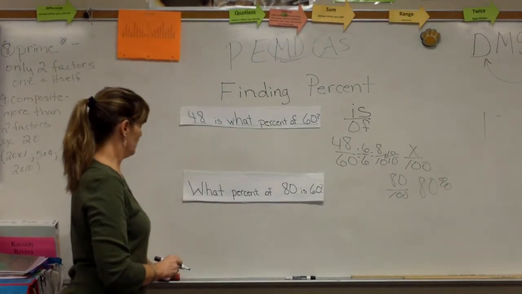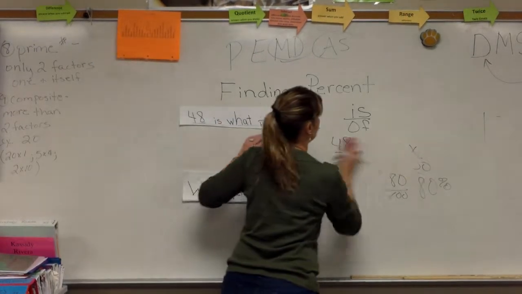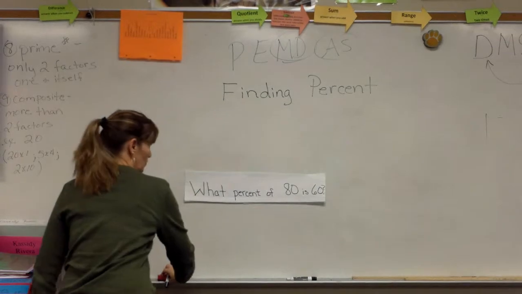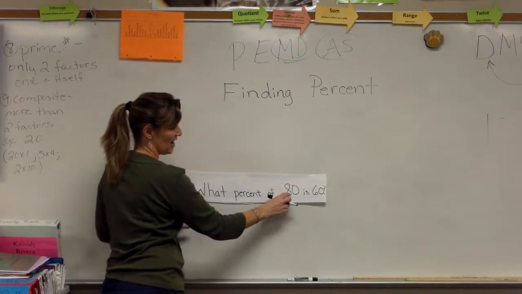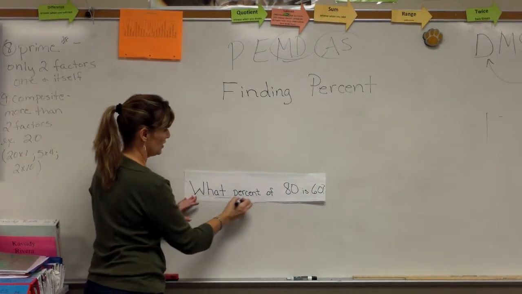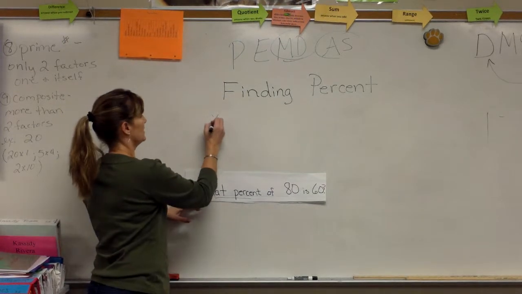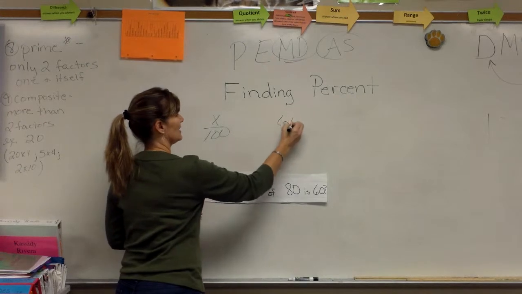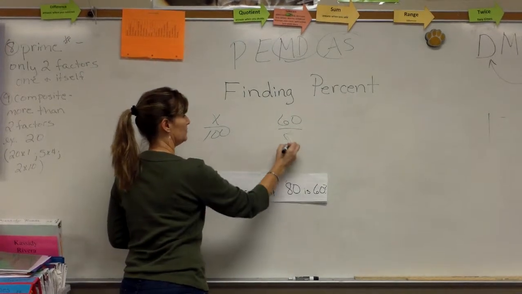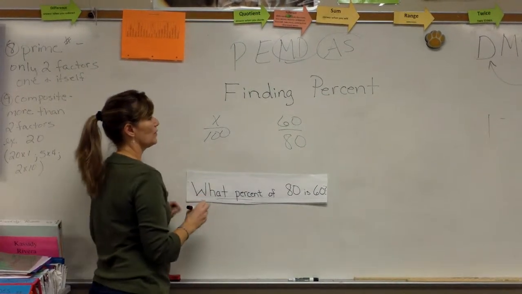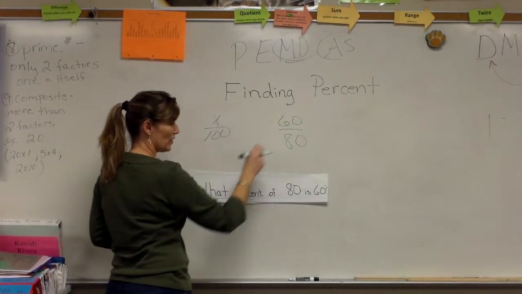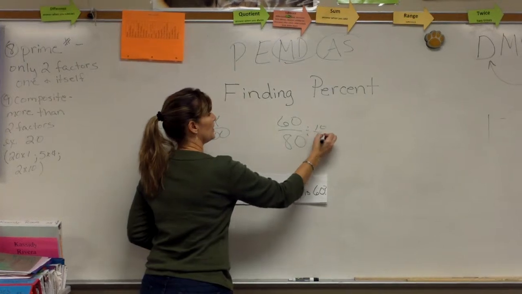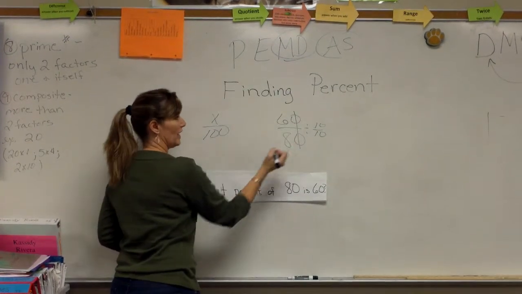Okay, let's do another. What percent of 80 is 60? What percent, x over 100, is 60 of 80? Ooh, they both end in 0, so I could divide by 10 to start with. I think I will. So that means that goes away.